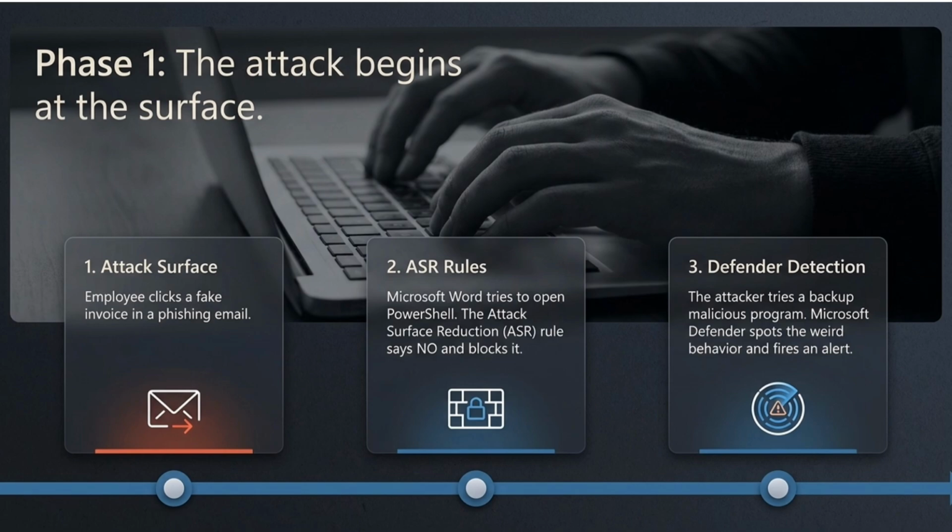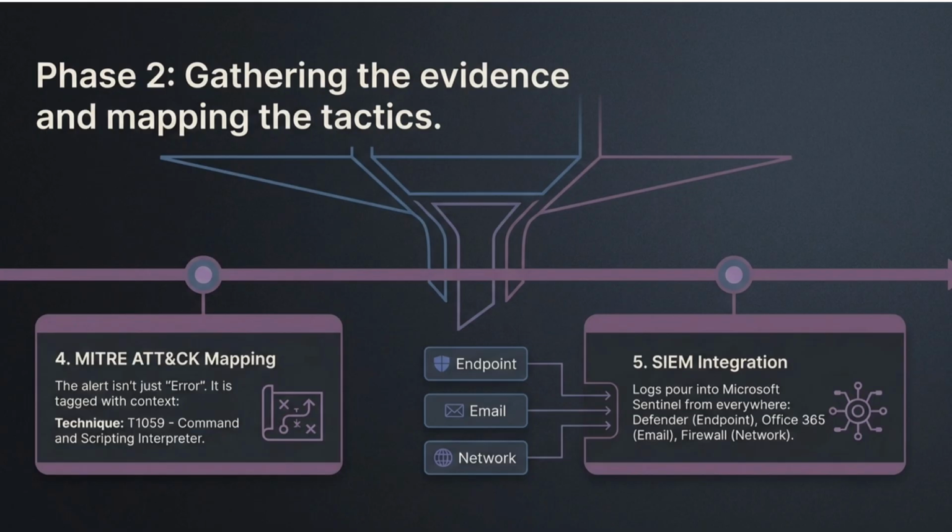Step 3. Defender detection. The attacker runs a suspicious program. Microsoft Defender detects unusual behavior. An alert is generated. Step 4. MITRE ATT&CK mapping. The alert is mapped to the MITRE ATT&CK framework. Instead of saying only PowerShell executed, the alert also tells the security team which attacker technique it matches. This gives analysts valuable context.